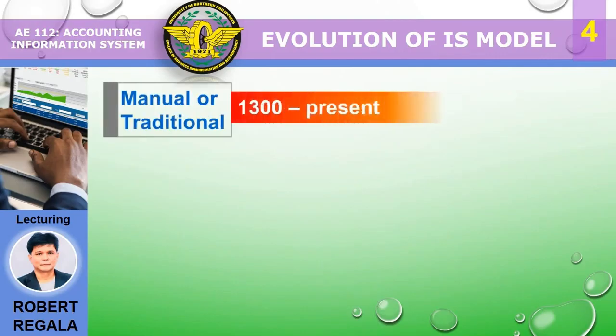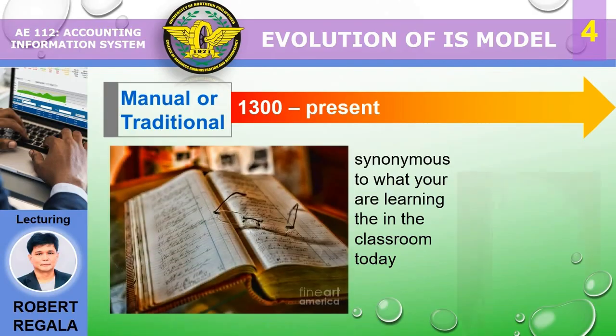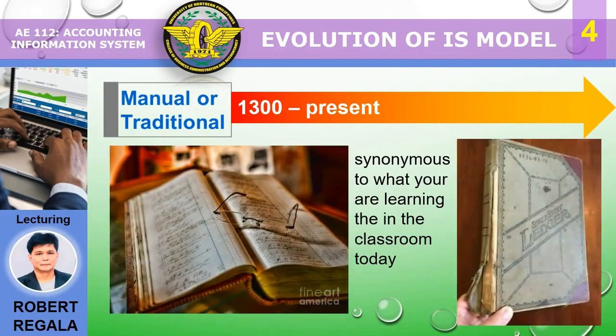The manual or traditional model. This early model of information system is synonymous to what you are learning in the classrooms today, recording transactions manually in physical journals and ledgers, performing month-end tasks using a multiple-column worksheet from which the financial statements take the data. And then you also manually prepare the formal financial statements from the worksheet. This model is already 8 centuries old.